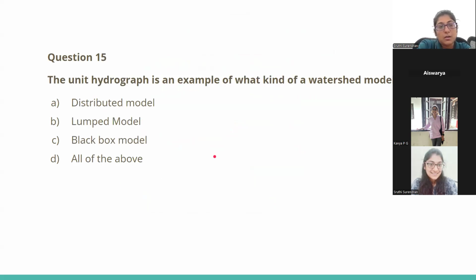Moving on. The unit hydrograph is an example of what kind of a watershed model? Is it a distributed model, lumped model, black box model, or does it come under all categories of models?